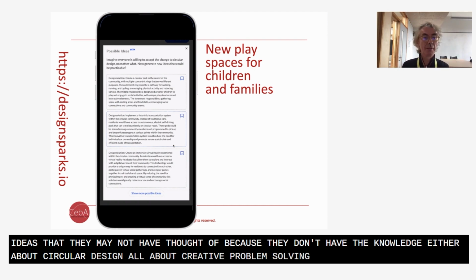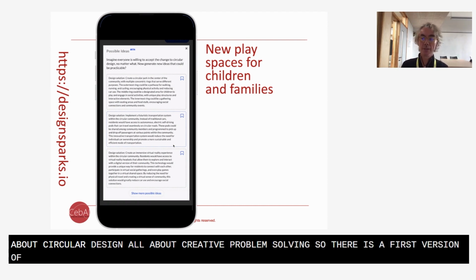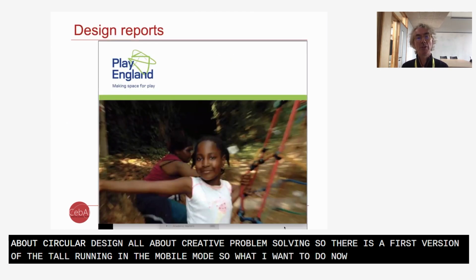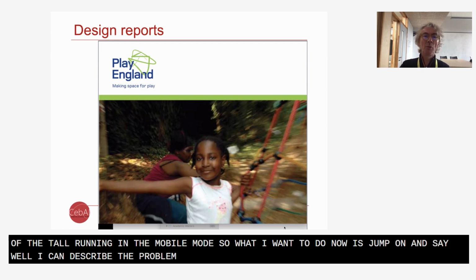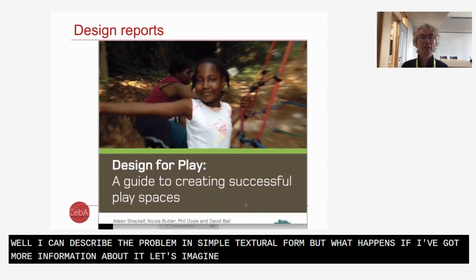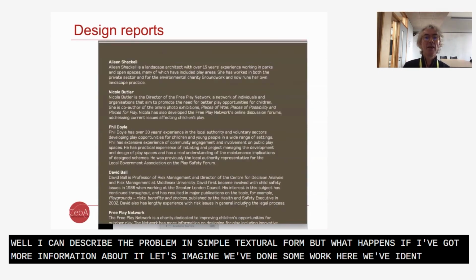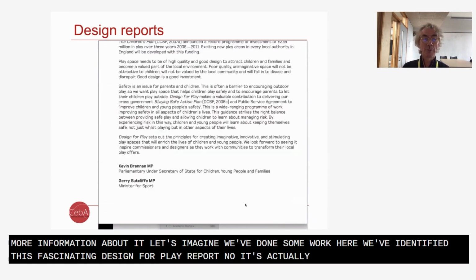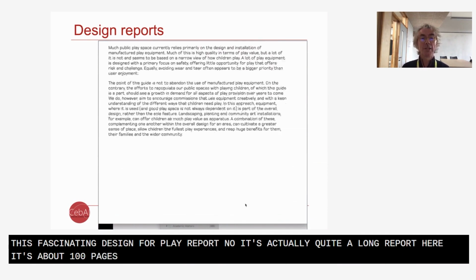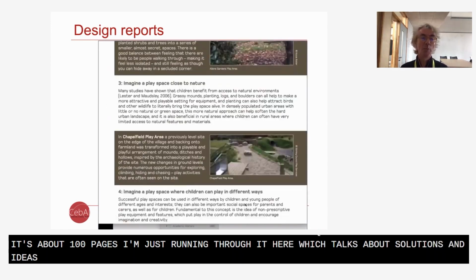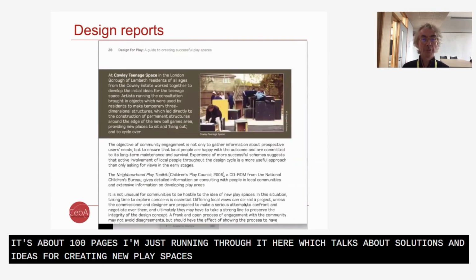So there is a first version of the tool running in the mobile mode. So what I want to do now is jump on and say, well, I can describe the problem in simple textual form, but what happens if I've got more information about it? So let's imagine we've done some work here and we've identified this fascinating design for play report. Now, it's actually quite a long report here. It's about 100 pages. I'm just running through it here, which talks about solutions and ideas for creating new play spaces in England, or sorry, in the UK.